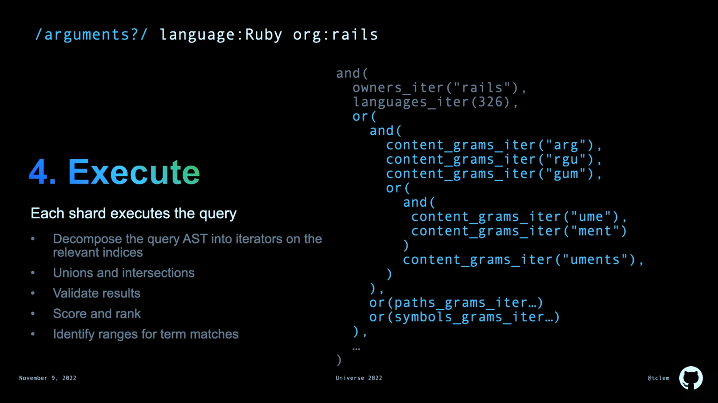The iterators from each clause run. And means intersect, or means union, and the result is a list of documents. We still have to double check each document to validate the matches and detect ranges for them before scoring, sorting, and returning the requested number of results.